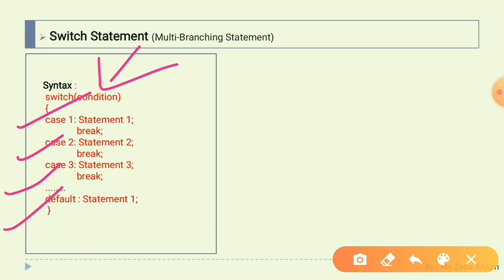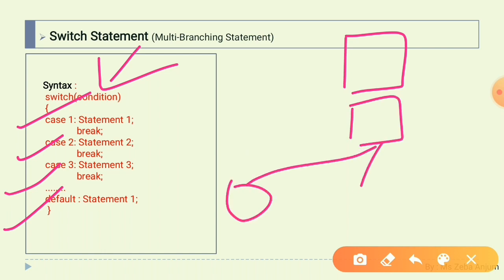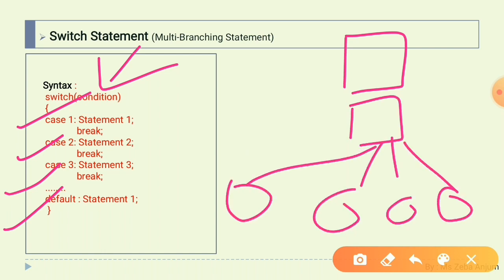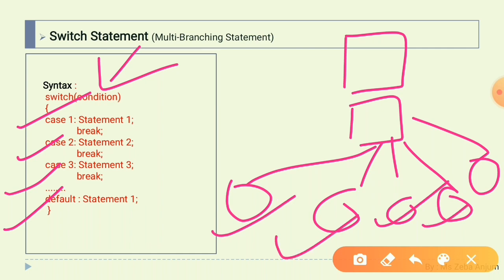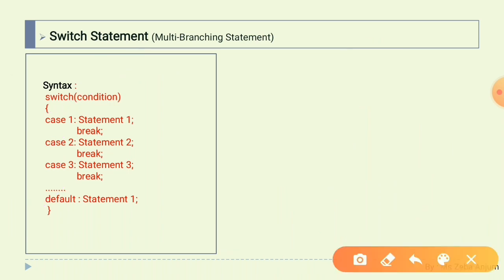Okay, remember when we were talking about this kind of figure over there, where you were having multiple branches. Yes, so basically these multiple branches are your cases. Every case denotes every branch. So over here, students, in the syntax you write case 1 statement 1, and when you complete the case, you have to write this break statement to terminate it.